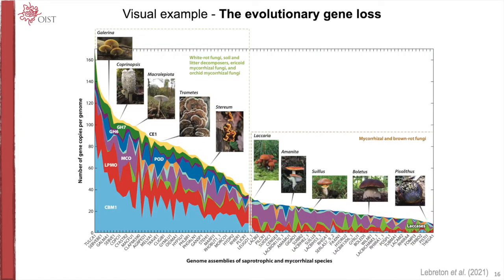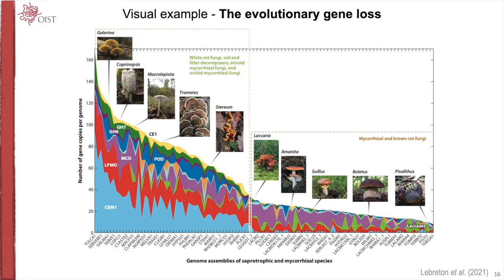Okay, let's move on to a visual example, the evolutionary gene loss. A signature of the genome evolution in ectomycorrhizal fungi is the loss of genes for enzymes degrading plant cell wall polysaccharides.